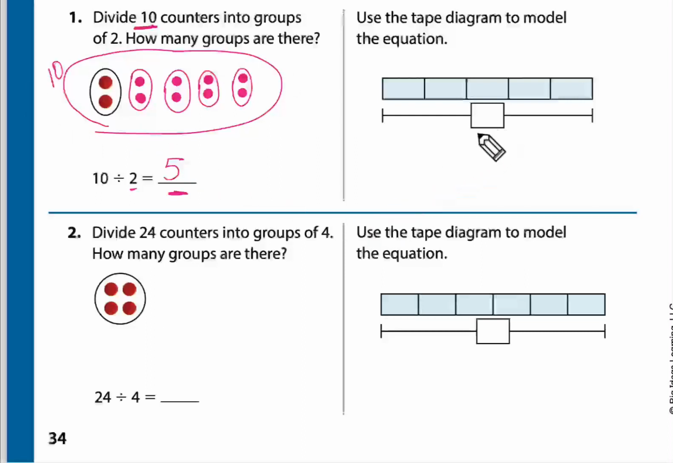Okay, now we need to finish the tape diagram. We need to write the numbers here. We start with the total here. What is the total? I should write here 5, 5, 5, 5? No. Excellent. The size is 2. So the size of each group is 2, not 5. Where is the 5? The 5 is the number 1, 2, 3, 4, 5. So the 5 here is the number of groups, not the size. Thank you, Muhammad. You're a star.